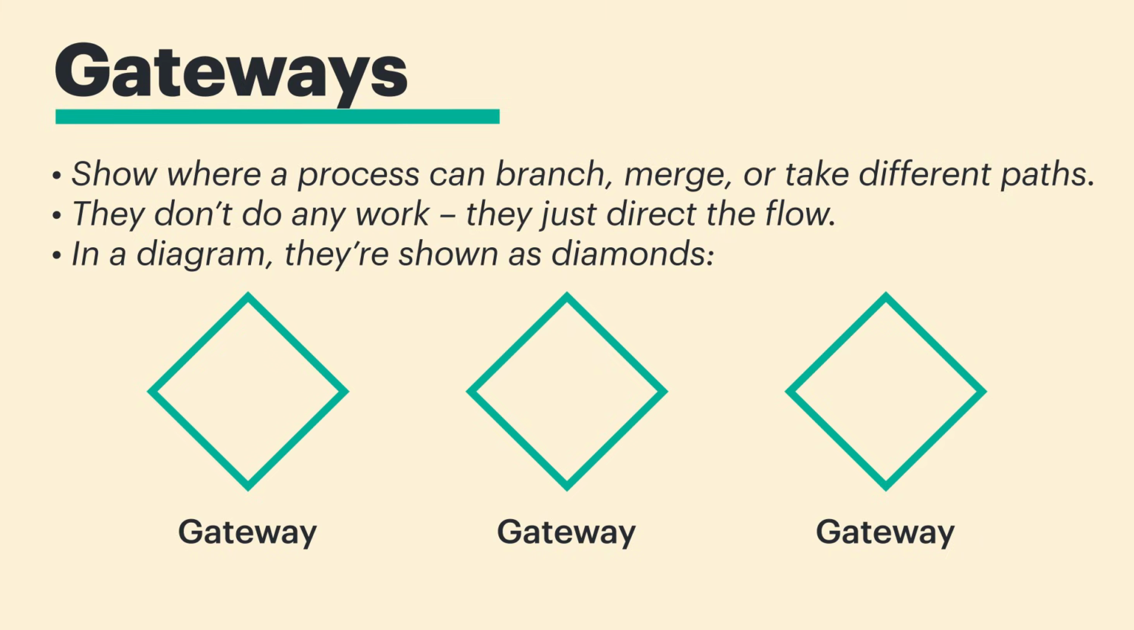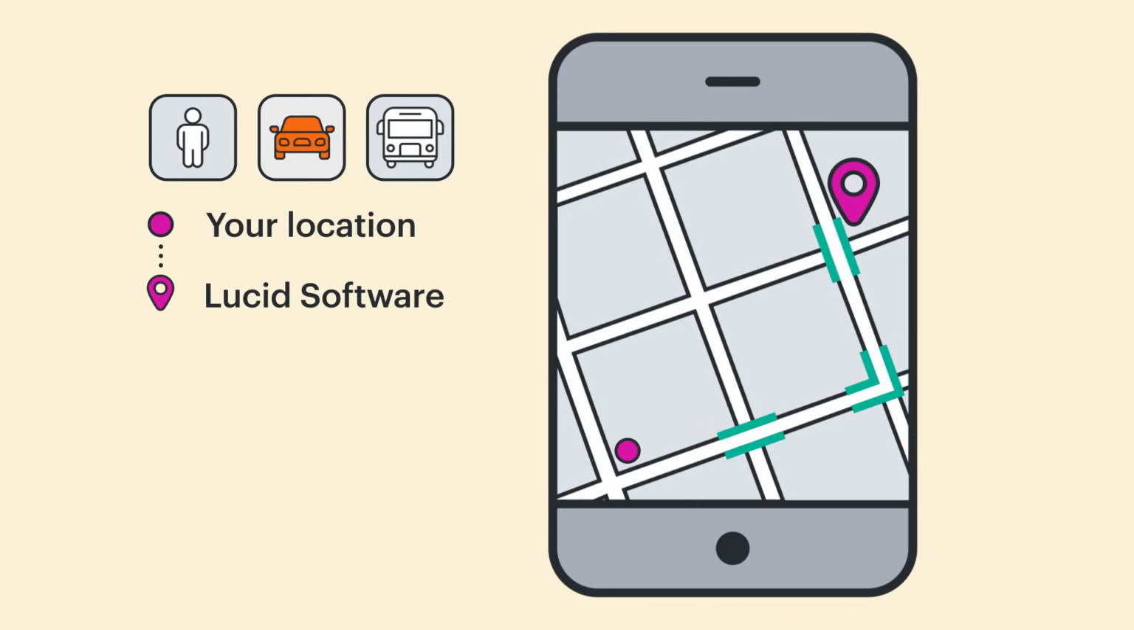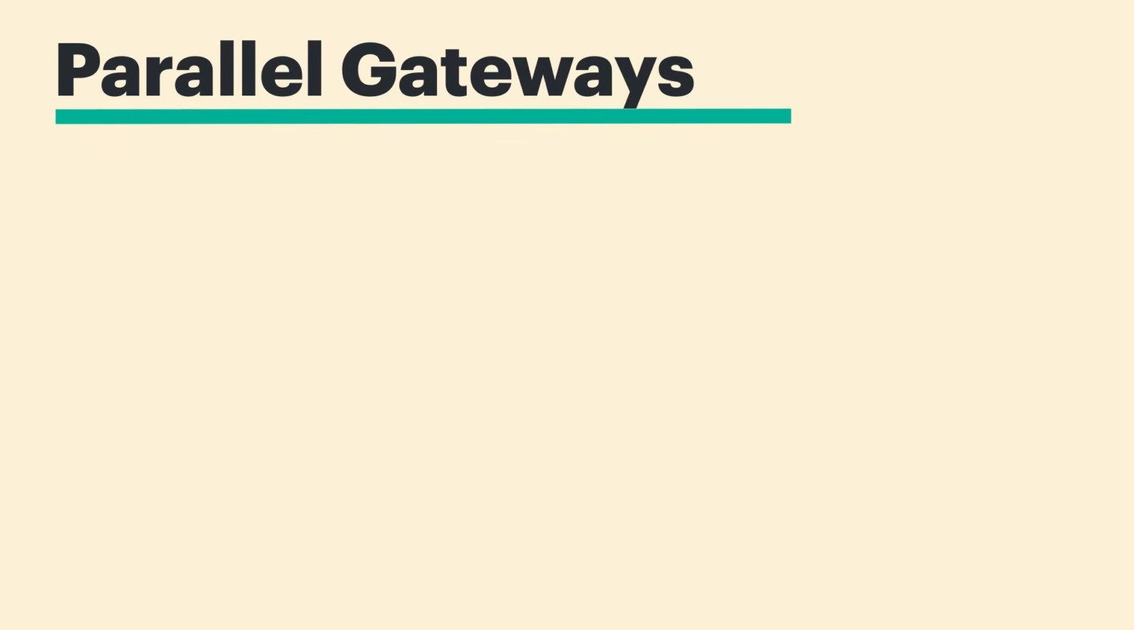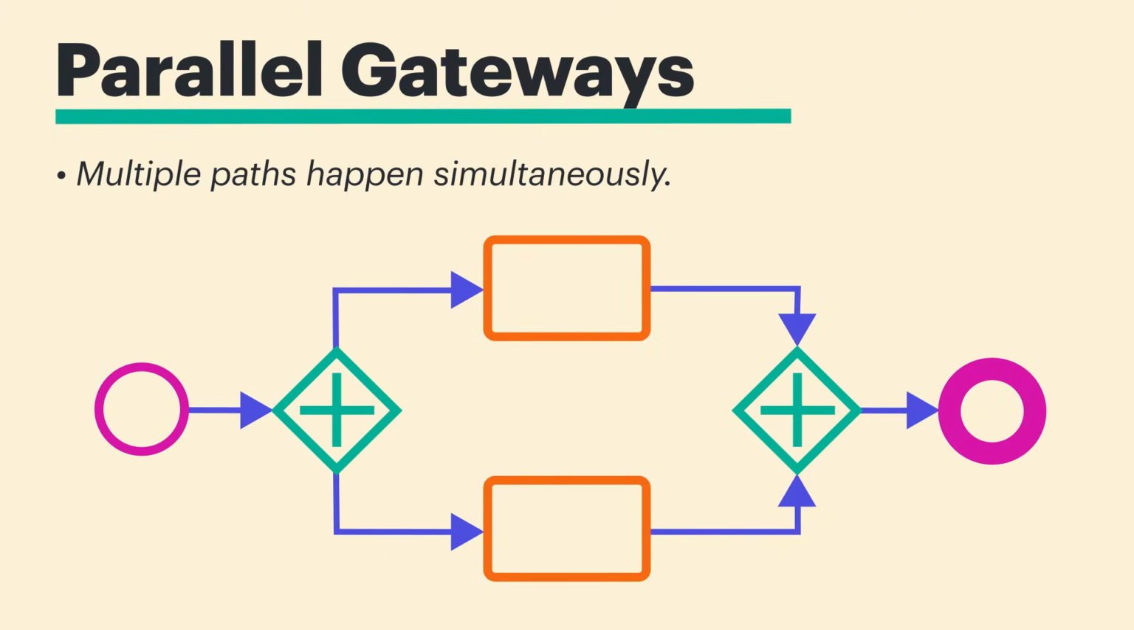We won't cover all of them here, but the 3 most common types are exclusive, where only one path can be taken; inclusive, where one or more paths may continue, depending on conditions; and then parallel, where all paths are taken at the same time. Think of gateways like intersections on a map. Exclusive gateways let you take only one route, and inclusive gateways let more than one route continue if conditions allow. Parallel gateways are a bit different. They mean multiple paths happen simultaneously. You'll really only see them in more complex processes, but it's still good to know the concept.